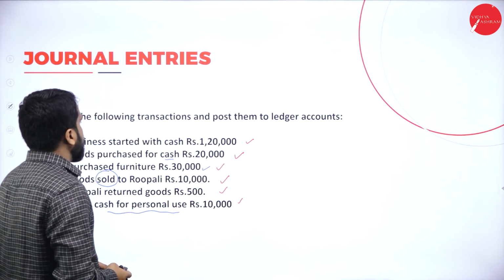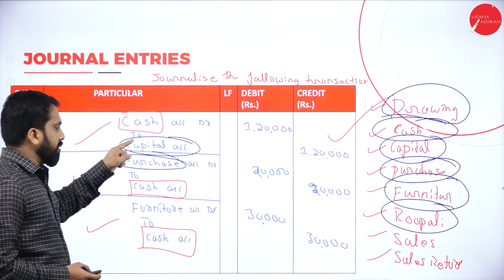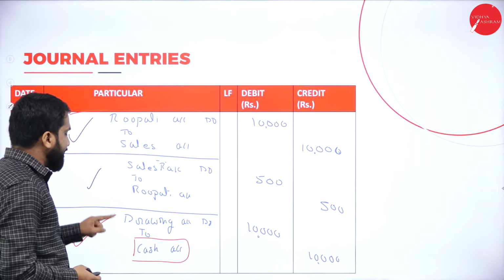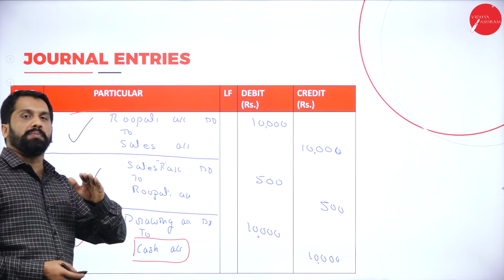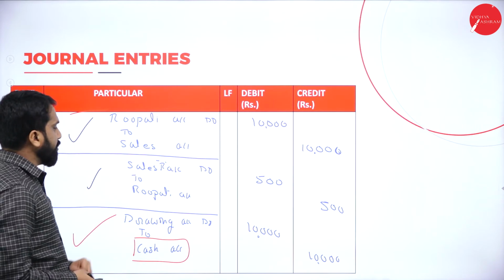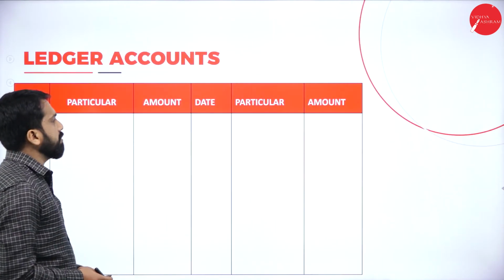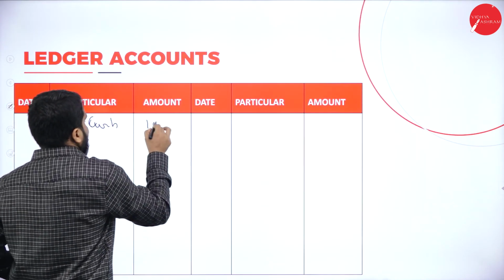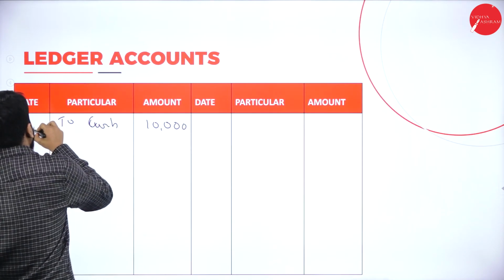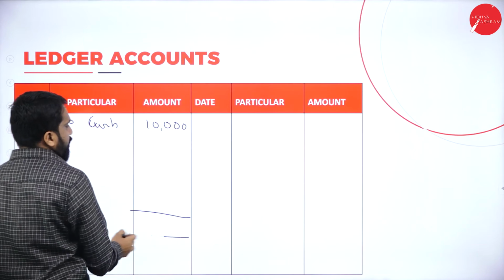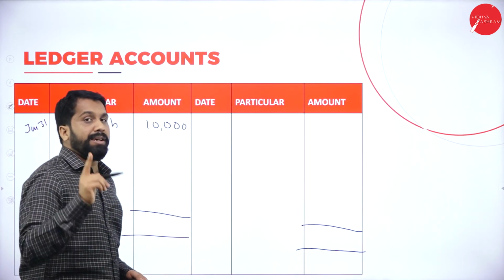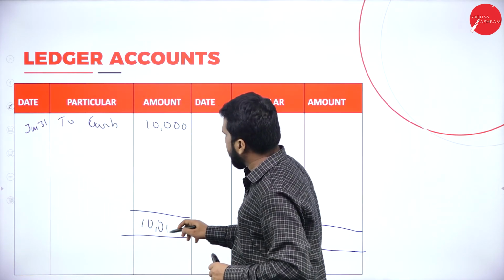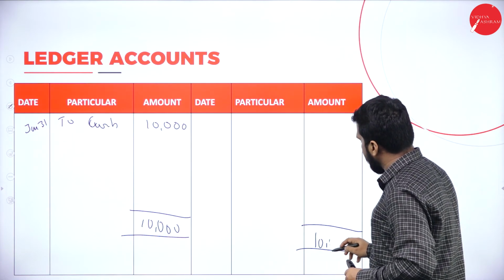Now, is there any drawing in the first one? No. Second? No. Third? No. Fourth? No. Fifth? No. Sixth? Yes. You have drawing to cash. Drawing at the top means it should be to cash account, 10,000, January 31st. Do you have anything else about drawings? No. You have only one. On the opposite side, we will go with the higher value, that is 10,000 and 10,000.